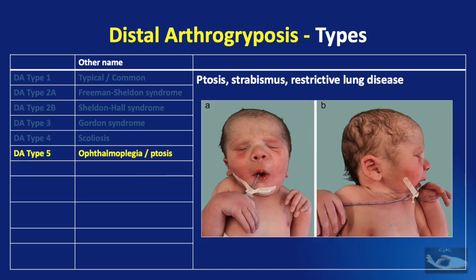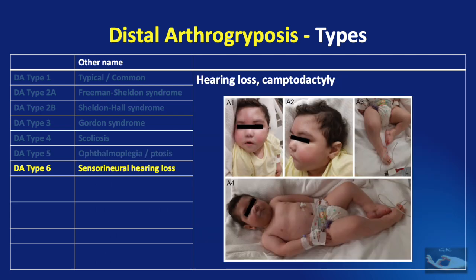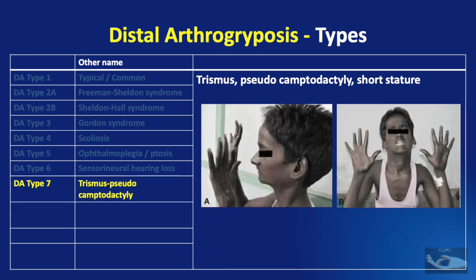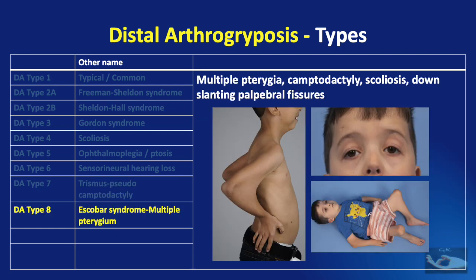Distal arthrogryposis type 5 is characterized by ophthalmoplegia and ptosis, and the camptodactyly, as you can see in this clinical picture, and in type 6 the deformities involving the lower limbs are associated with sensorineural hearing loss. In type 7, trismus and pseudo-camptodactyly are present, whereas type 8 is otherwise known as Escobar syndrome, which is characterized by multiple pterygiums, that is webbing that is seen typically in the elbows and the knees.